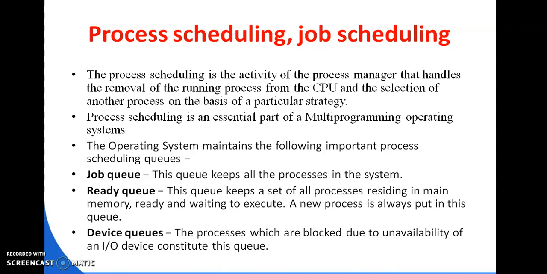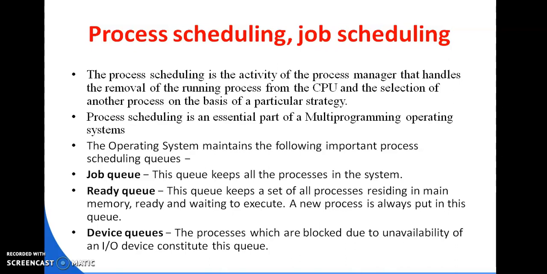Process scheduling is the activity of the process manager that handles the removal of the running process from the CPU and the selection of another process on the basis of a particular strategy. Process scheduling is an essential part of a multi-programming operating system. Such operating systems allow more than one process to be loaded into executable memory at a time, and the loaded processes share the CPU using time multiplexing.